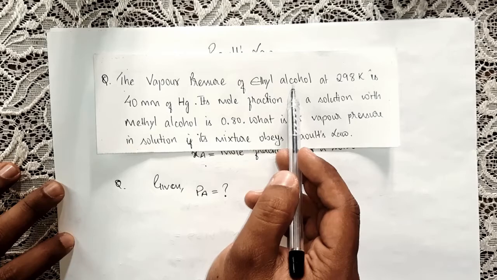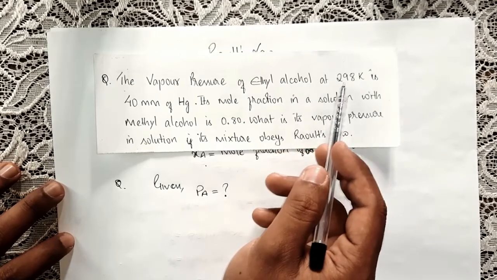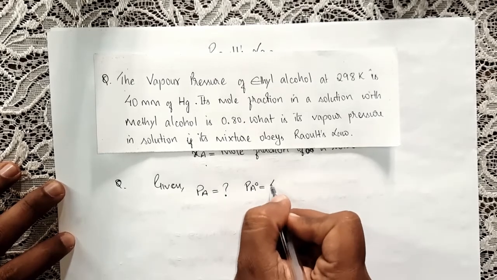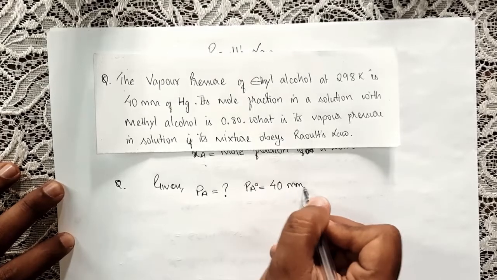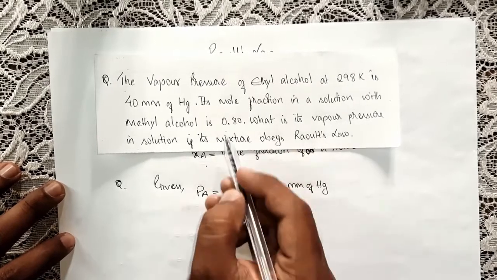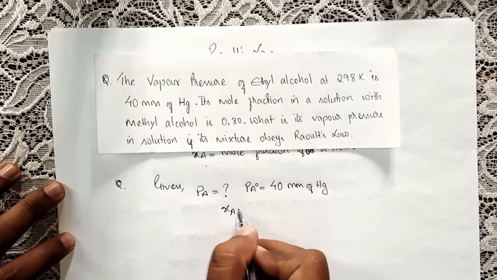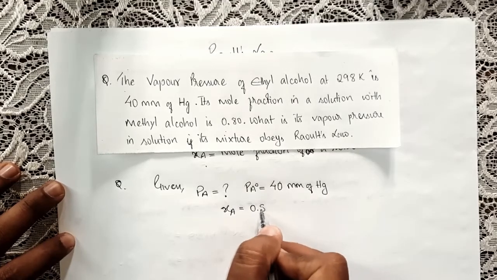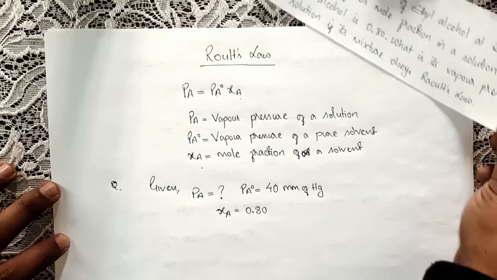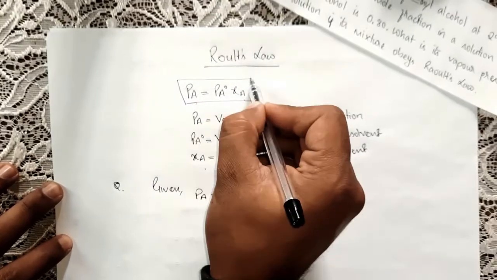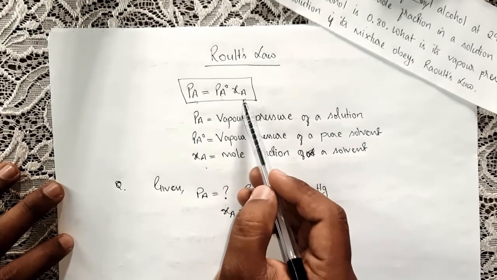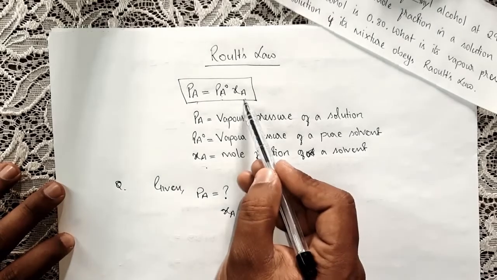The vapor pressure of ethyl alcohol, the solvent, at 298 Kelvin is 40 millimeter of mercury. So you have PA naught is equal to 40 mm of Hg. Its mole fraction in a solution with methyl alcohol is, so its mole fraction is XA, we have 0.80. So they have given you PA naught and XA. Using this formula we shall learn how to find the vapor pressure of solution when they have given you the vapor pressure of a pure solvent and the mole fraction of a solvent.